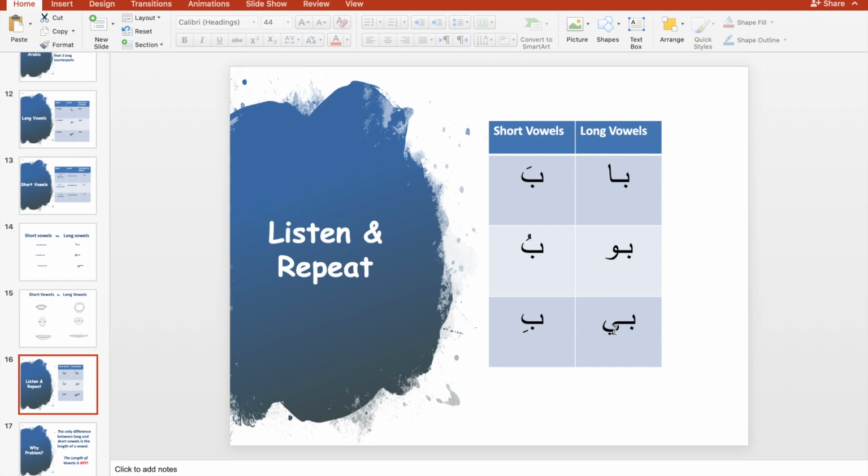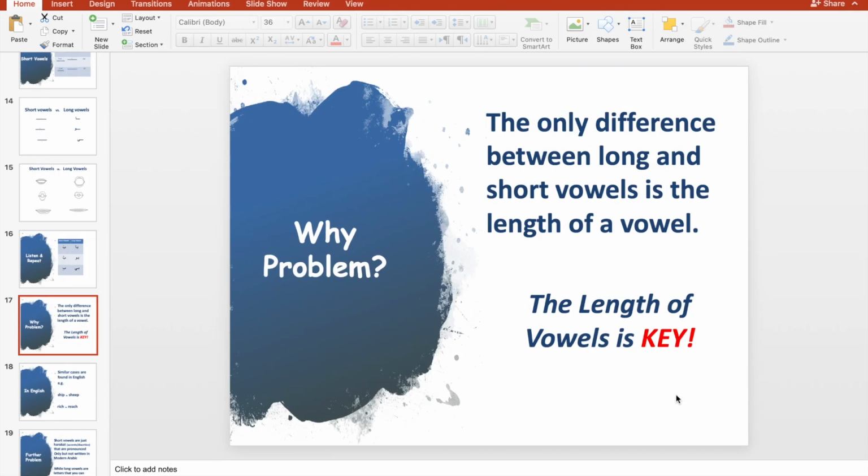Let's use those sounds in a made-up context. Ba, ba, ba, boo, boo, boo, bee, bee, bee. That was everything about the vowels in Arabic language. As you can see, they are easy and straightforward.